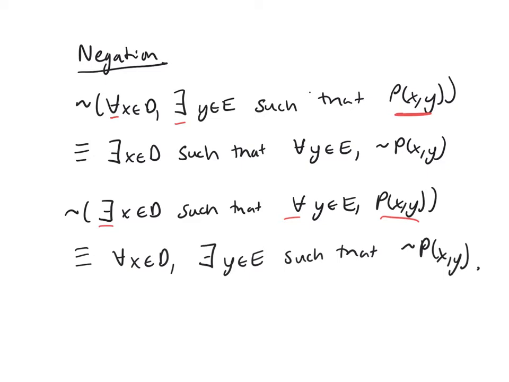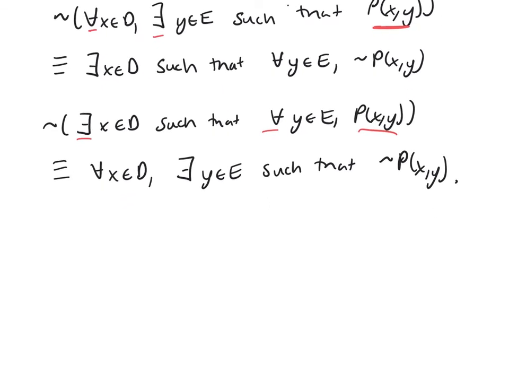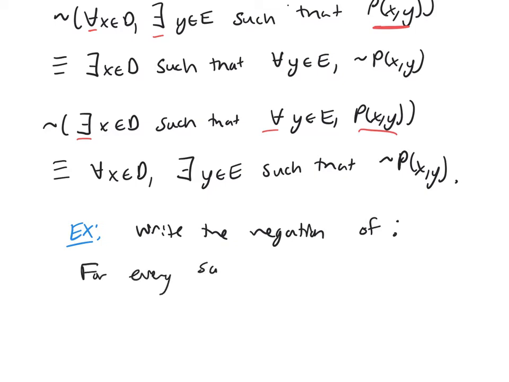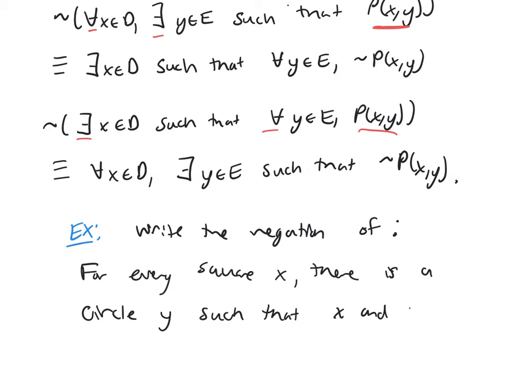All right, so let's look at an example where we do this. We find the negation. Write the negation of this statement: for every square X, there is a circle Y such that X and Y have the same color.